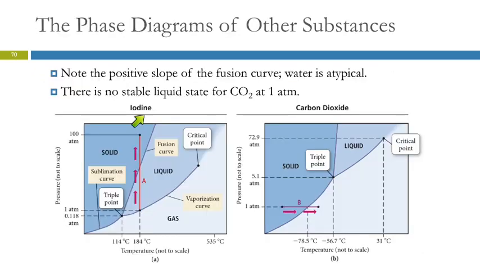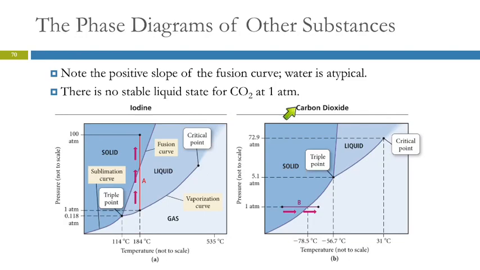Such as iodine and carbon dioxide. Here, if you increase the pressure, it's not going to melt. In fact, if you increase the pressure on the liquid, it will actually freeze. So we see that there's different slopes, different curvatures on these lines, depending on what the substance is.